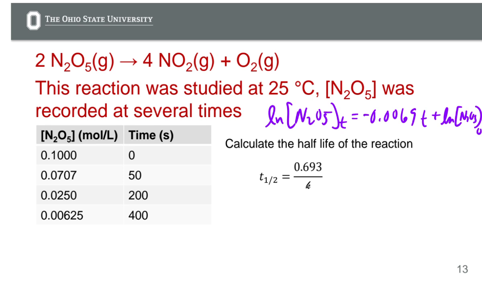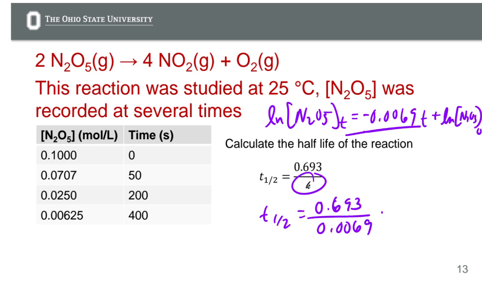All right, so for this problem, we only need to know the rate constant, which is 0.0069. So t1/2 is 0.693 divided by 0.0069, and we end up with about 100 seconds. I got sloppy here on my units, but you can go through and verify for me. Questions on that?